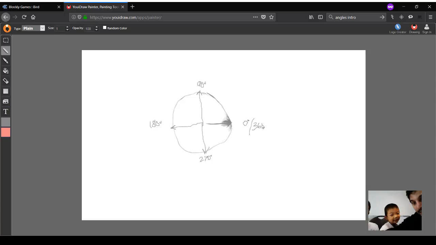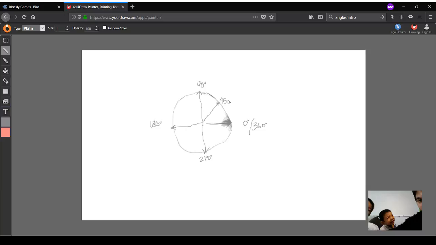And this angle here, 0, is also the same as 360 degrees. That's one of the funny things about angles. Oops, that's supposed to be at 0. Let me try this again. So 0 is the same as 360 degrees. If you turn 360, you're facing the same direction you were before. Halfway between 0 and 90 is 45 degrees.